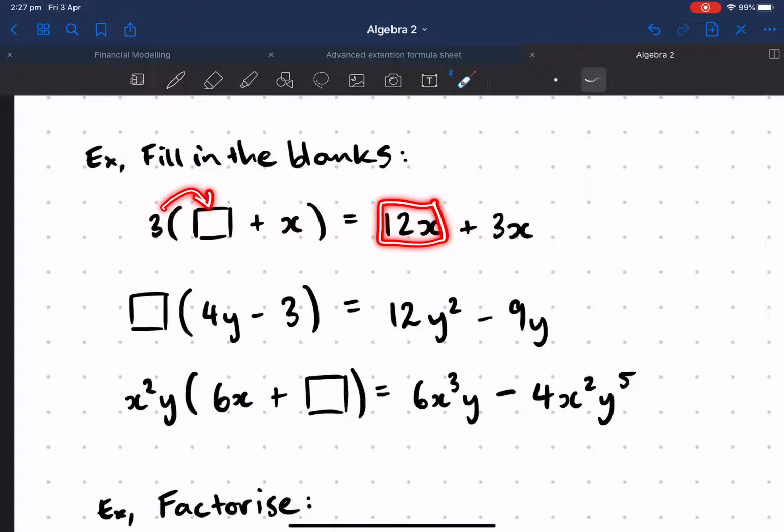12x. Well, let's do the numbers first. 3 times something gives me 12. That number must be 4. And now there's no letter here, but I end up with an x. So there must have been an x in there as well.